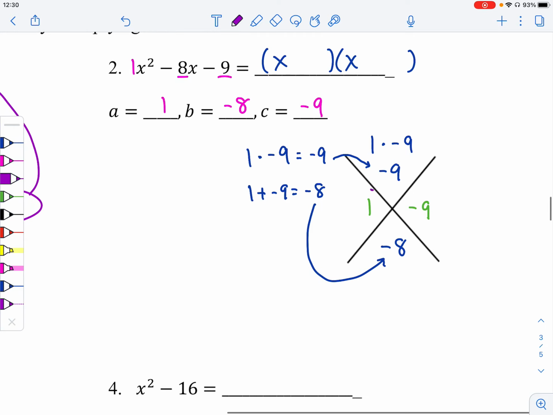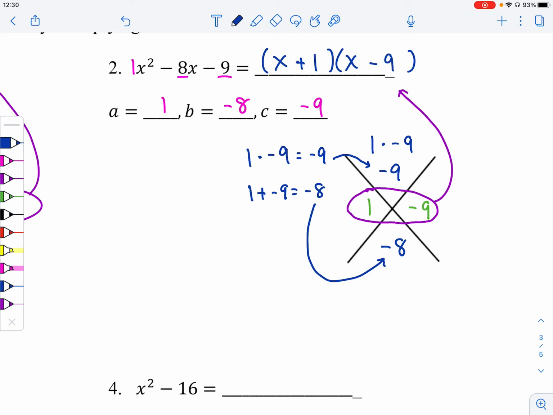Okay, so those are our numbers, 1 and negative 9, and then we're just going to put them in our parentheses right there. So we put positive 1 and negative 9, and that's our solution. X plus 1, parentheses, x minus 9. And then we check ourselves.